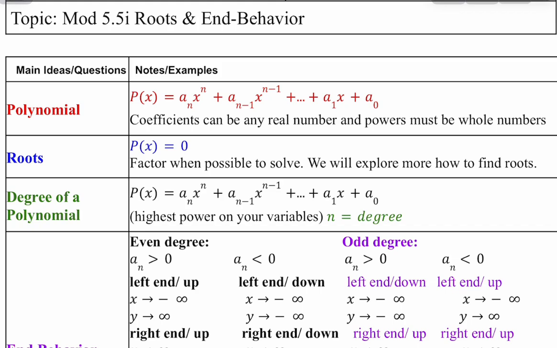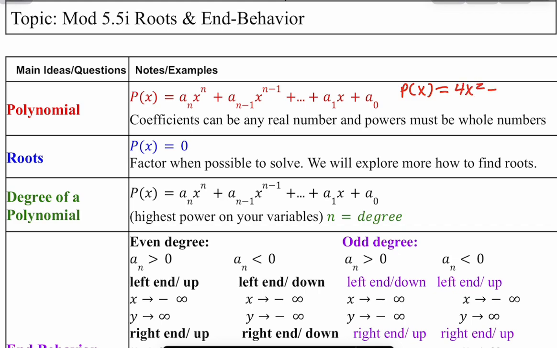But we have to be very careful because for it to be considered a polynomial, the powers must be whole numbers. What are whole numbers? 0, 1, 2, 3, 4, 5, 6, 7, 8, 9, 10. Okay, so those are whole number powers. That's kind of what makes a polynomial a polynomial.